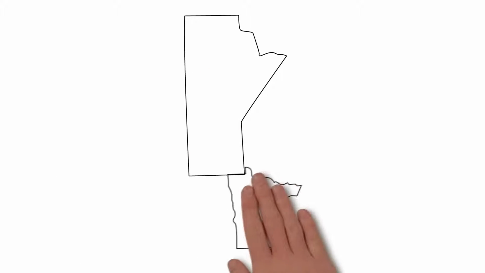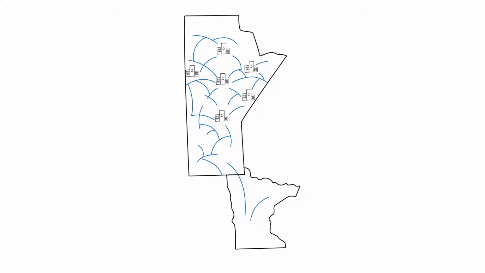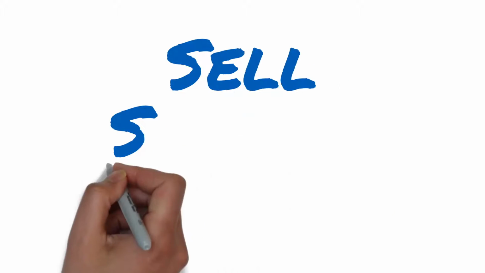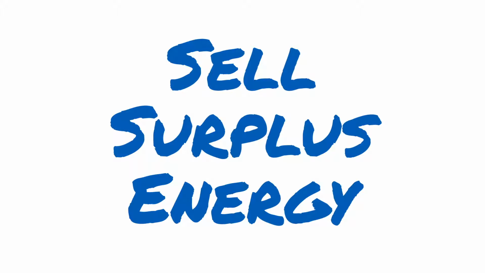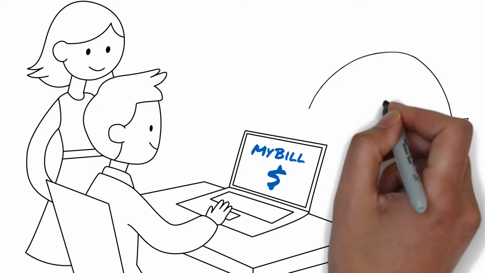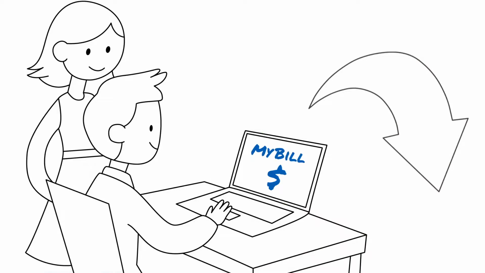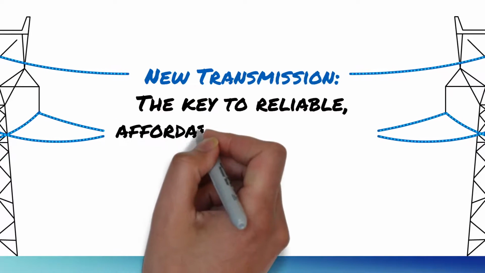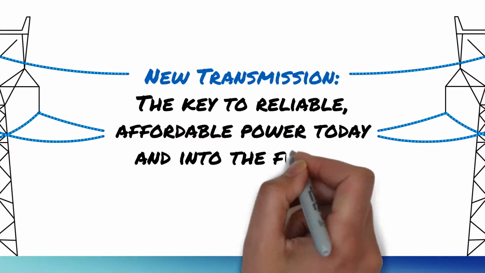The Manitoba-Minnesota transmission line will also increase the amount of electricity that we can sell outside of our province. This benefits all Manitobans by allowing us to sell surplus energy, generating the profits that keep your electricity rates much lower than they would be otherwise. New transmission, the key to reliable, affordable power today and into the future.